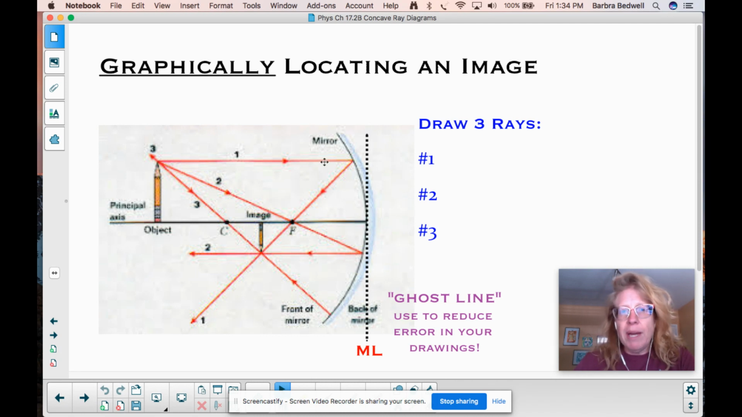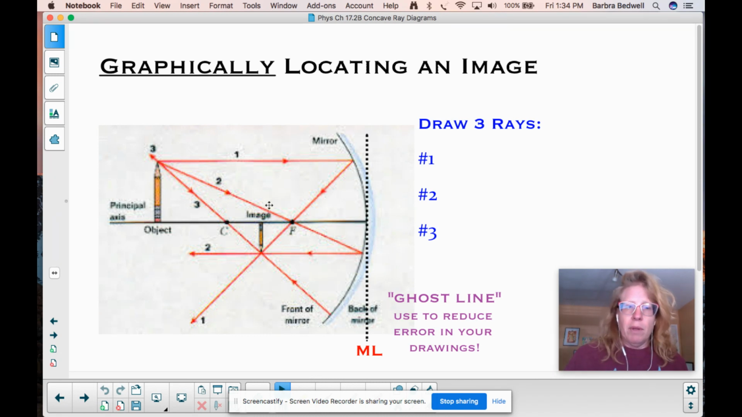And make your rays go there. I would not have them bounce off of here. I'd actually have them come all the way through this spot. With student drawings, I've seen this over and over again. If you try to extend your rays only to the edge of the mirror, the mirrors are so distorted and overly curved in student drawings that it's going to throw off your drawings, and it's going to make them a lot harder to interpret.